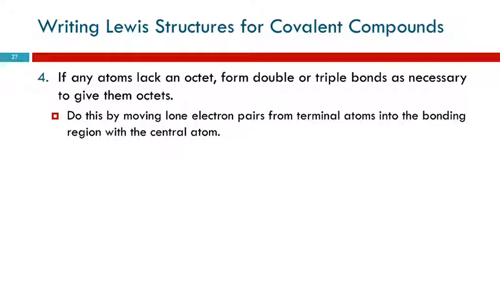Sometimes you run out of electrons before you give octets to everyone, and that's when we need to do more sharing, and so you'll need to make double bonds or triple bonds. And you do that by taking a lone pair and moving it to form a double bond.